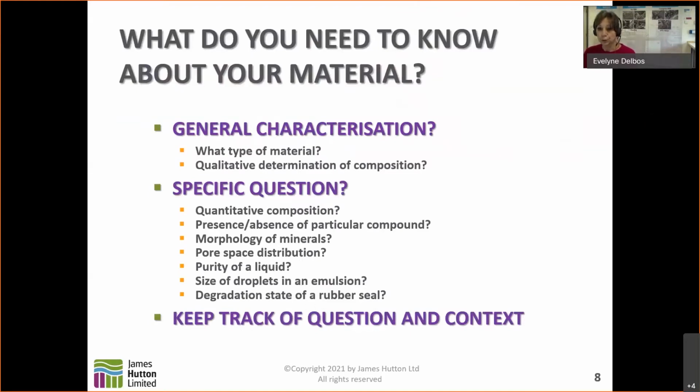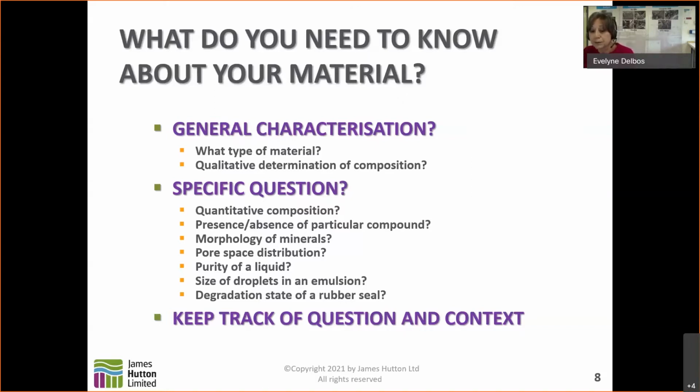So what do you want to know, or what may you want to know about the material? It might just be simply, what is it? What kind of material is it? Or is it, can you do some kind of qualitative determination of the composition? But you may have on the other side a very specific question about it. It could be that you want to know a very precise composition of it. You may want to know whether there is simply a particular compound that is present or absent within the sample.